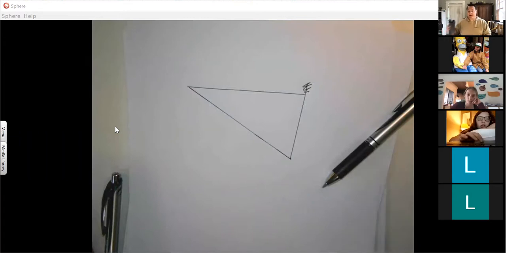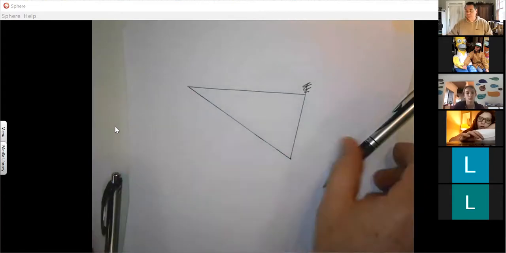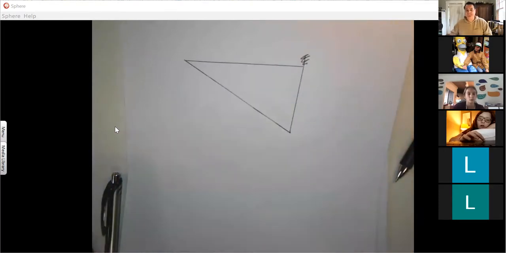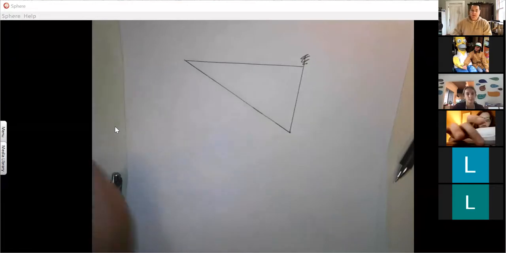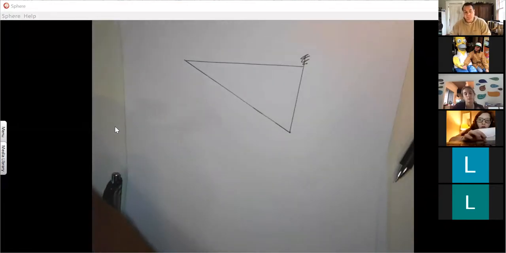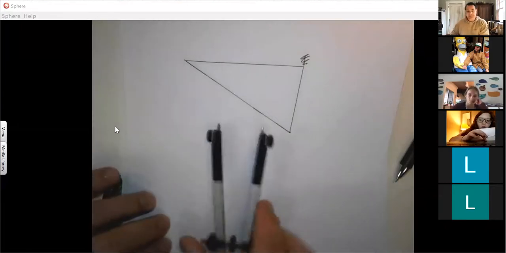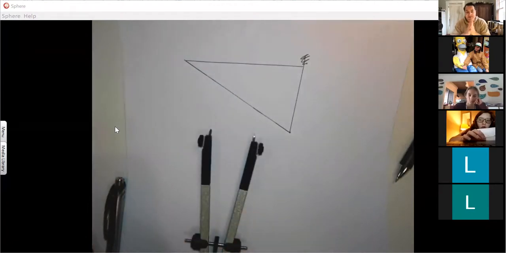Would you classify this triangle, please? Is it equilateral? Isosceles? Acute? I think it probably is acute. And I think it's probably scalene, but of course I'm guessing. So what I'm going to do is I'm going to construct a couple of segments. And one of them is going to be the thing called a perpendicular bisector.